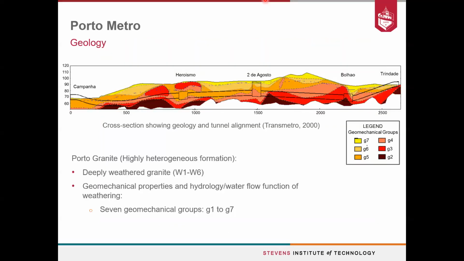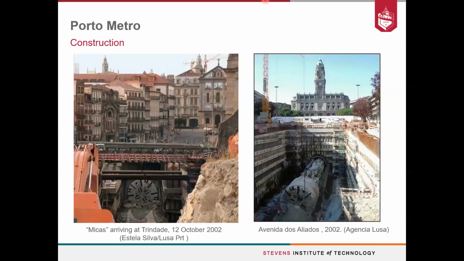I've shown you this before. This is the geology along Tunnel C. The tunnel went through soil, mixed ground, and rock, so all types of geologies.